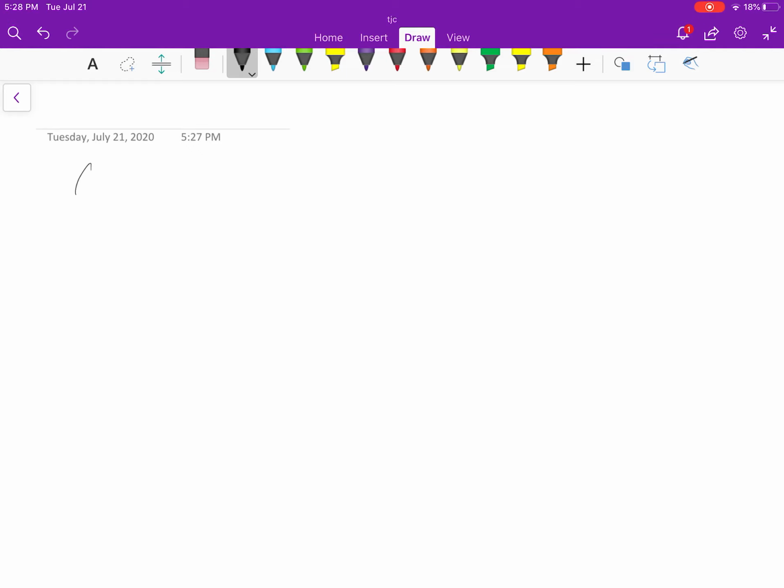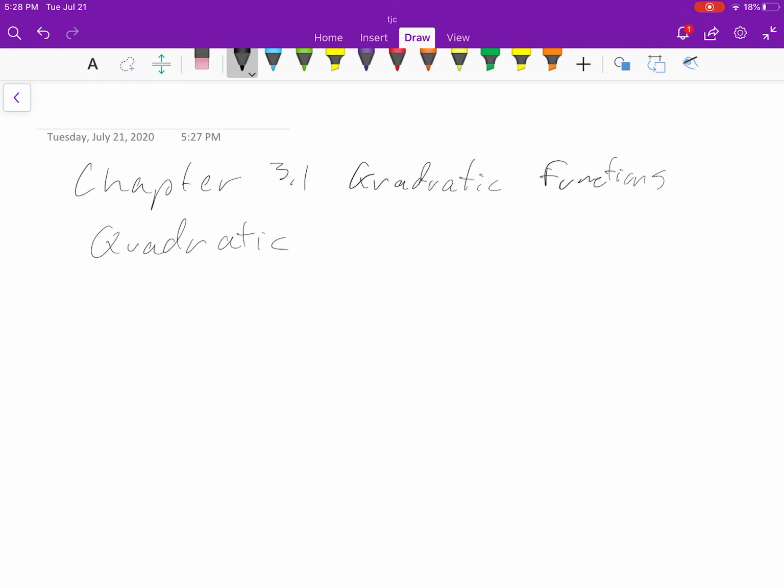Today we're going to be looking at chapter 3.1, which is quadratic functions. So in previous chapters, we've looked at the quadratic equations, and we've even looked at how to solve quadratic equations by either completing the square or using the quadratic formula. But now we're going to be looking at a function instead of an equation.